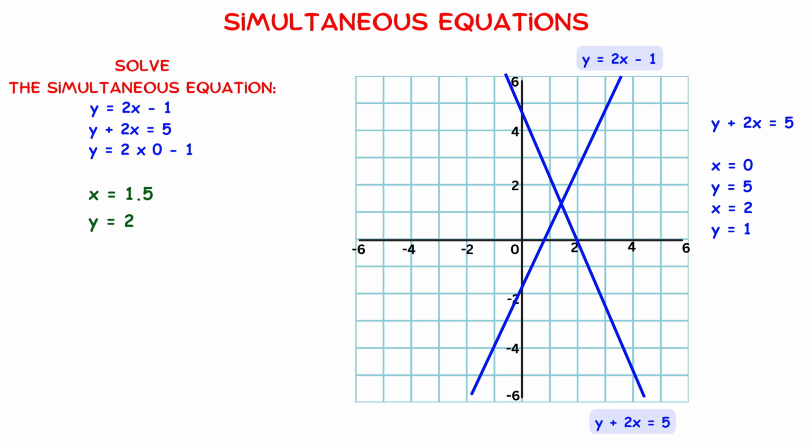So looking at our graph here, even though all of the points along this line are solutions for y equals 2x minus 1, and all of these points are solutions for y plus 2x equals 5, the only solution that's common to both of these lines is this one here, where they cross, where x is 1.5 and y is 2. So the answer to this question would be x equals 1.5 and y equals 2, because that's the only solution that both of these equations have in common.